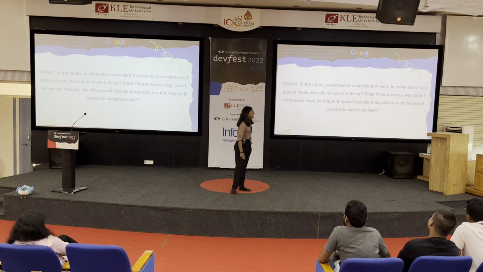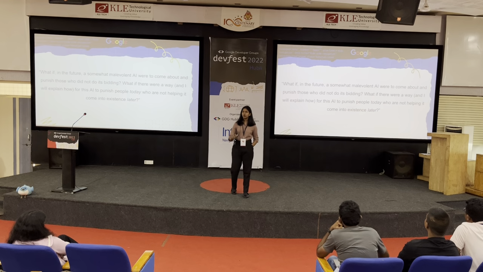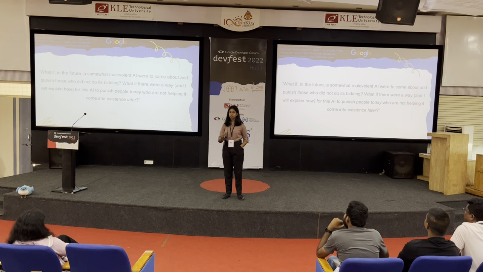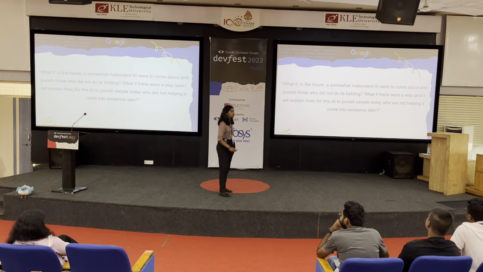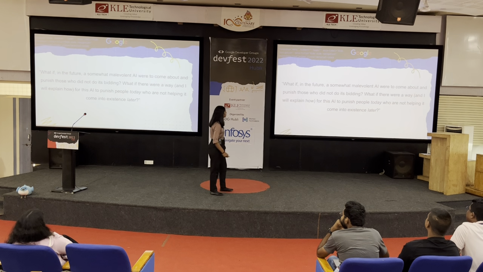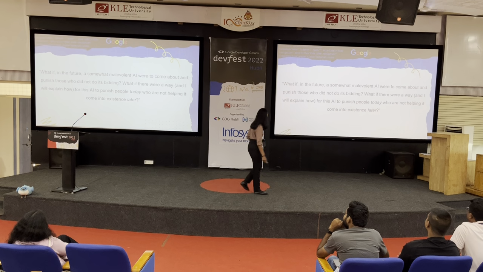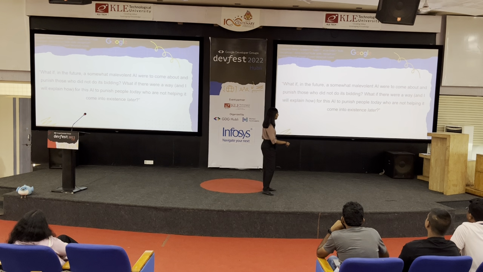So what happened was there was a website called Less Wrong. Less Wrong was this discussion forum, kind of like Reddit. One day they were all talking about AI and all that stuff, and this guy called Roko posted this comment on the website. So what if in the future a somewhat malevolent AI were to come about and punish those who did not do its bidding? What if there was a way for this AI to punish people today who are not helping it to come into existence later?